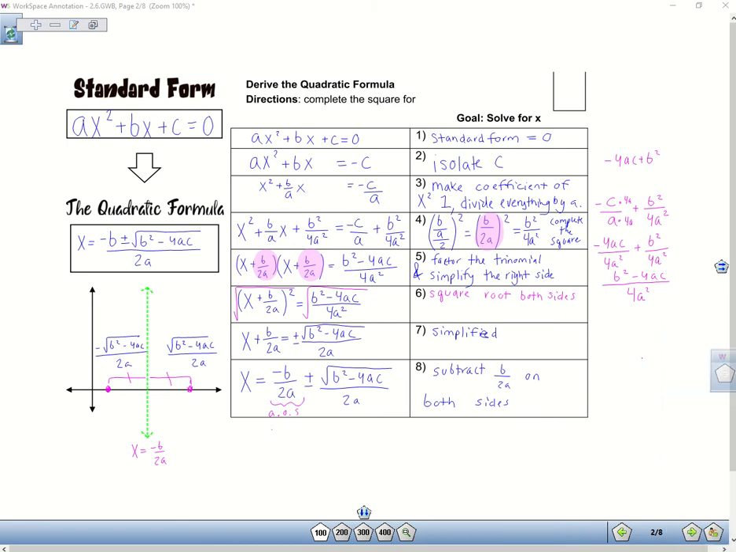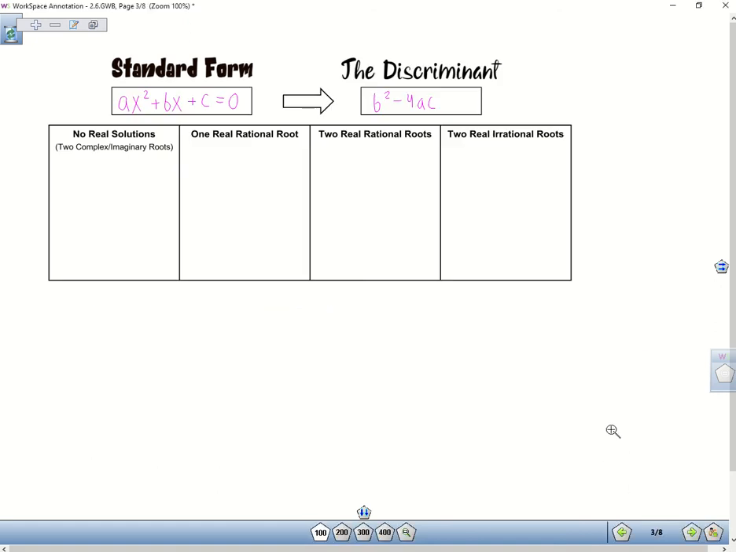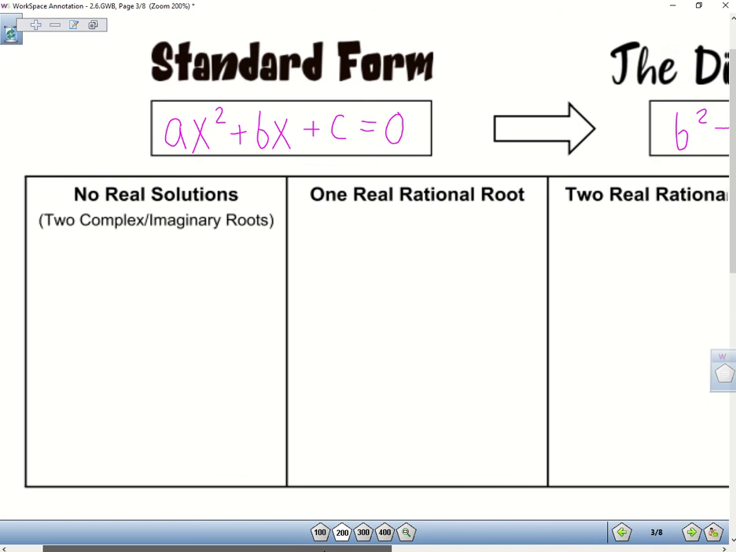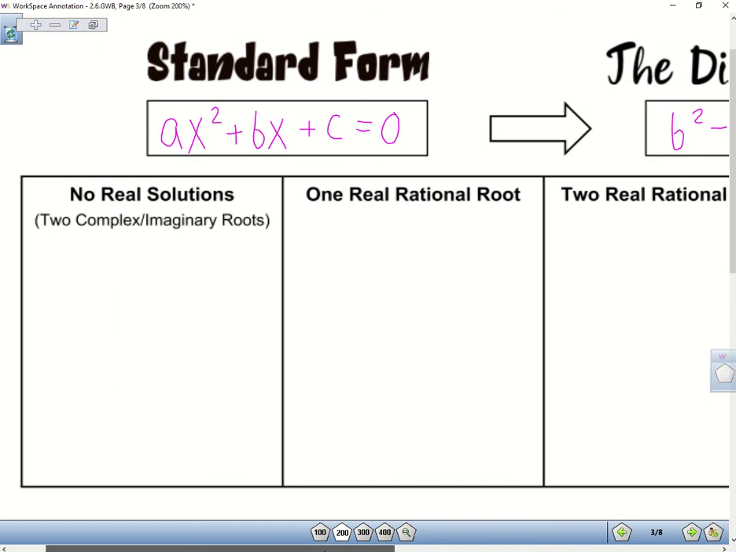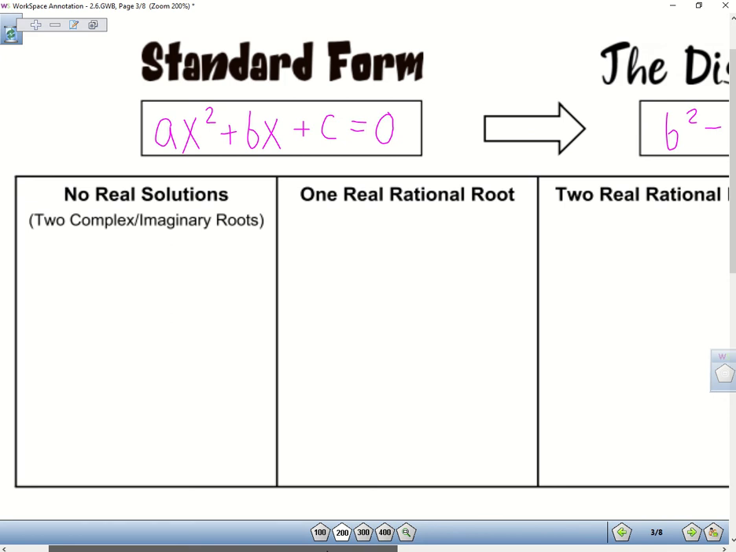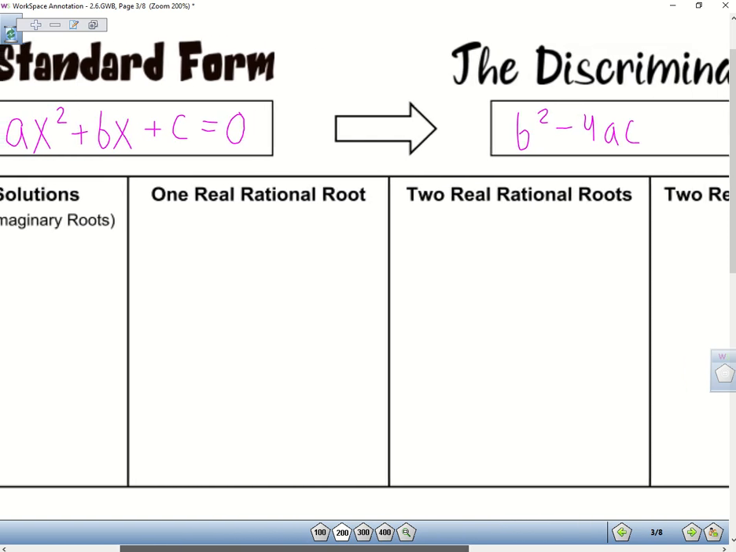Continue. So now we're going to look at the discriminant, okay? So in order to use the discriminant, you need to have standard form of your quadratic, okay? And standard form of your quadratic is denoted as ax squared plus bx plus c is equal to 0. And you need to be in that form in order to use the discriminant, okay? Now, the actual formula for the discriminant is known as b squared minus 4ac.